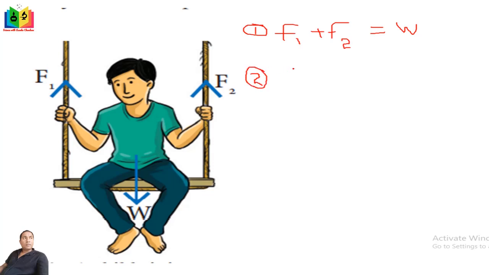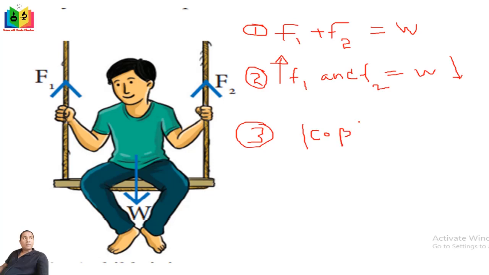The second condition is the direction of F1 and F2 is upward, no? Upward. And also the direction of W is downward. This is also a condition. What is that condition? The direction of the two forces must be opposite to the third force, right? The third condition is these three forces must be coplanar.